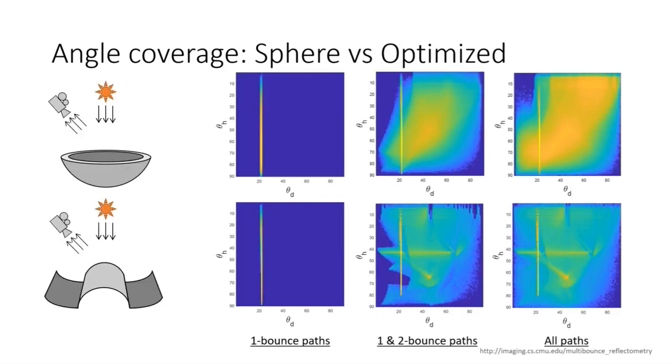We can use the same bivariate representation as before to visualize the information our custom shape provides for reflectometry. Compared to the concave sphere, we observe that our shape achieves much more uniform coverage of the bivariate space, including coverage of the top left specular part.